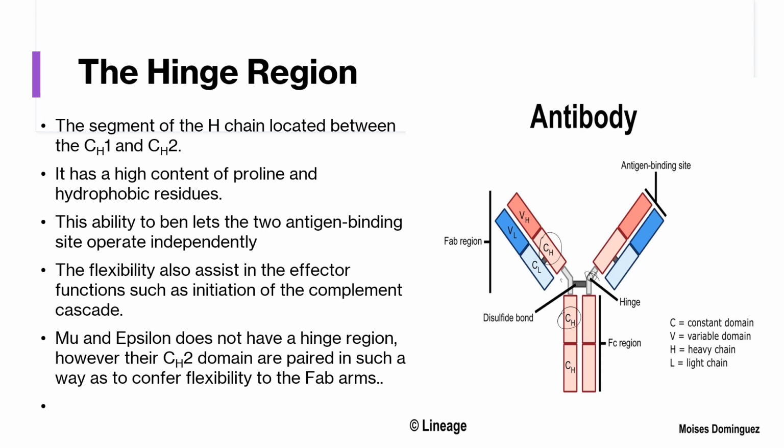Now the gamma, the delta, and the alpha chain all have a hinge region, but your M, or the mu chain, and the epsilon chain do not have the hinge region. However, the CH2, or constant heavy chain 2 domains of these mu and epsilon chains are paired in such a way as to confer flexibility for the Fab arms. Now, in addition to the 4 polypeptide chains, all types of immunoglobulin contain a carbohydrate portion which is localized between your constant heavy chain 2 domains of the two heavy chains.